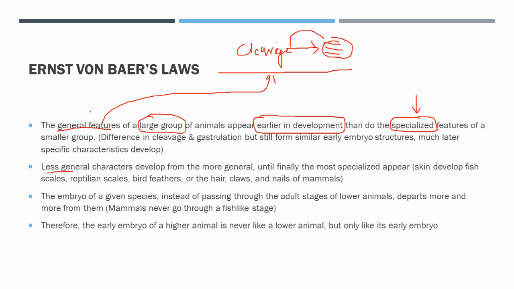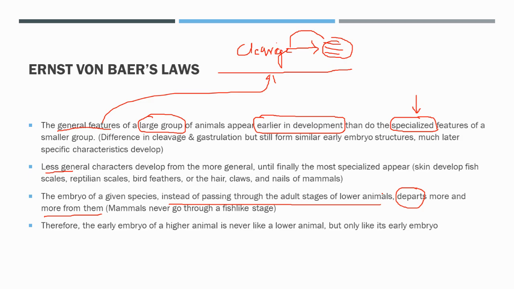When it was observed, this was not found, and that is what they have mentioned over here. Instead of passing through the adult structures of the lower form, the higher form departs more from the lower forms when the highly developed structures are getting formed. So it departs away. In later parts of development there are deviations that occur.